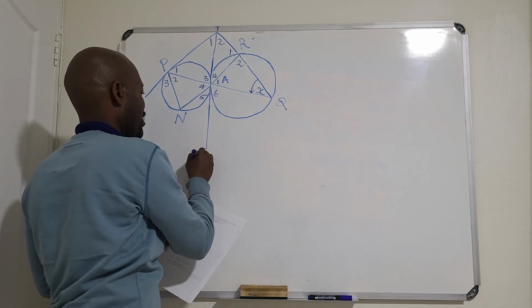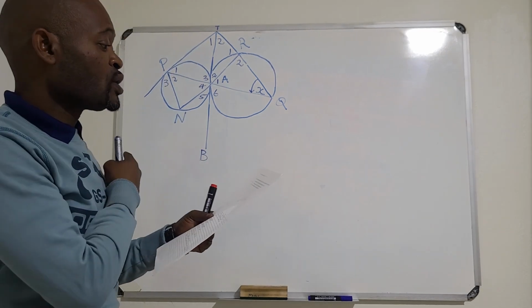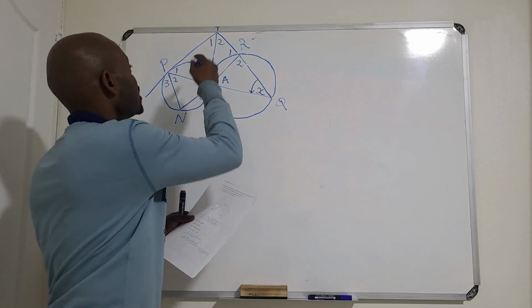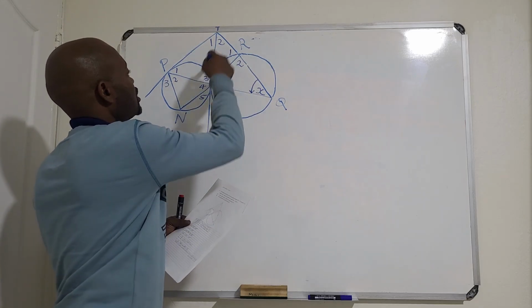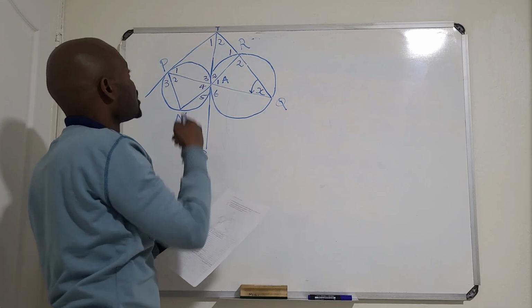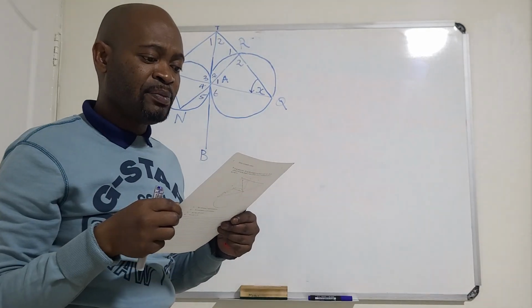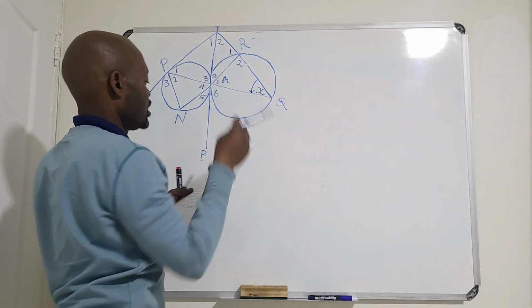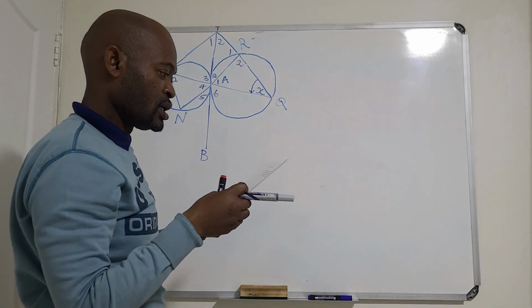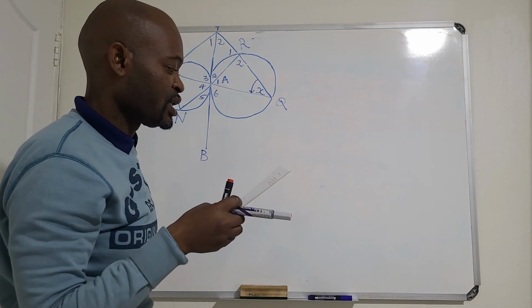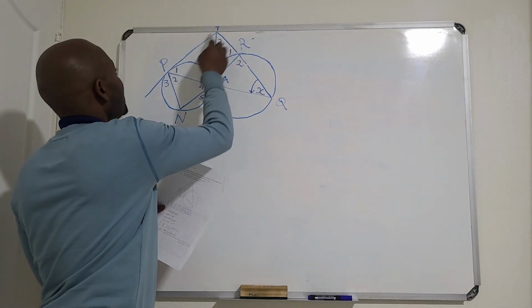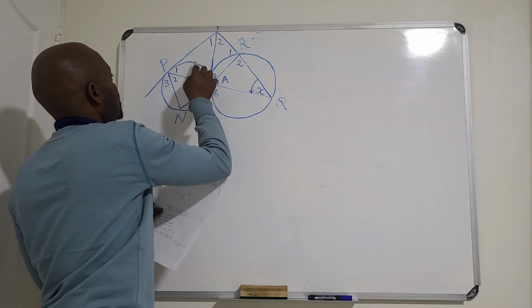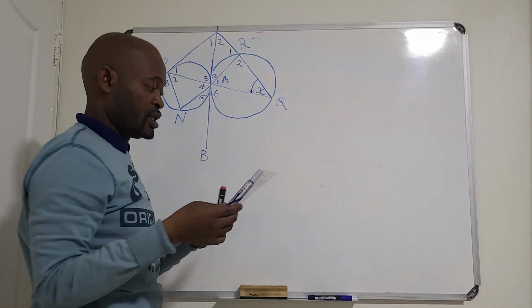So my B is there. In the diagram, two circles have a common tangent TAB. PT is a tangent to the smaller circle. This is a tangent to the smaller circle. You can see that.